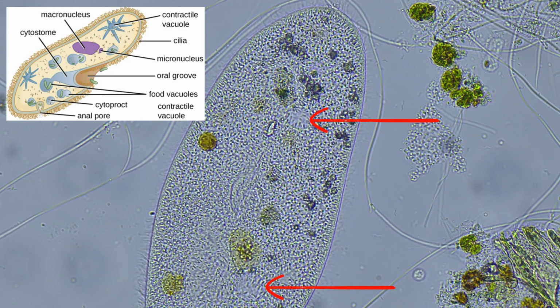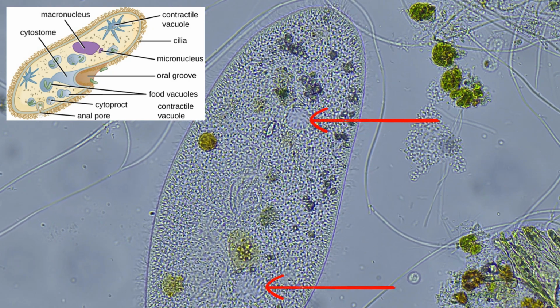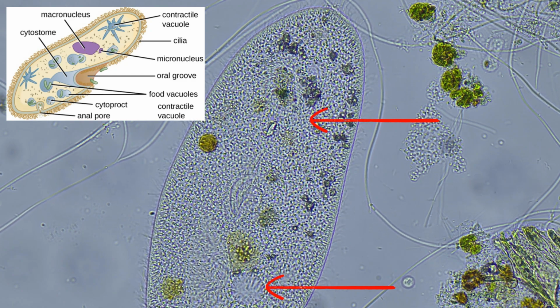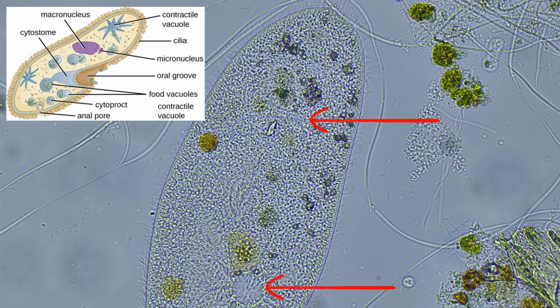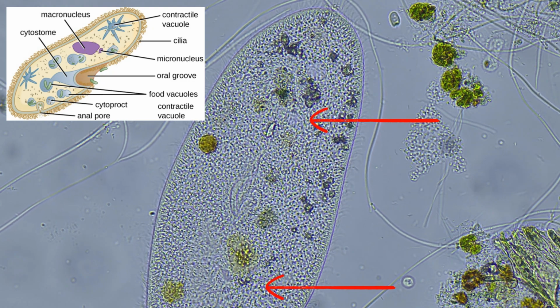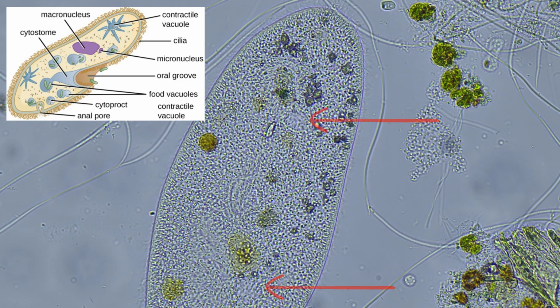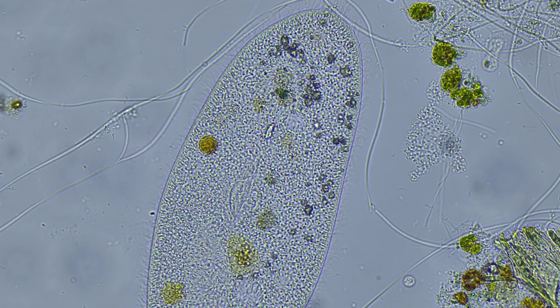We do see two prominent contractile vacuoles on the top and the bottom. The Paramecium has to regulate its water content due to osmosis, the movement of water. The water wants to move into the cell in a freshwater sample, so we have these two organelles to expel the excess water that it does so it doesn't rupture like an overinflated balloon.